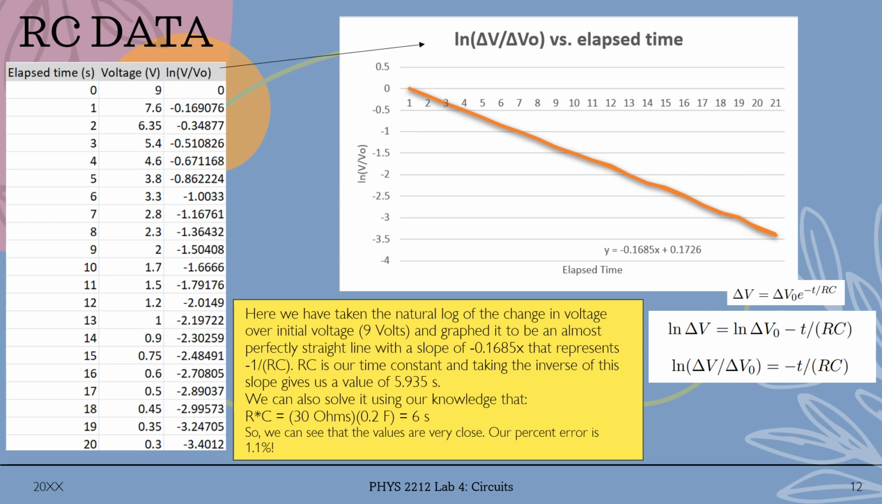For our RC data, we took the natural log of the change in voltage over the initial voltage, which was 9 volts, and graphed it to be an almost perfectly straight line with the slope of negative 0.1685x that represented the inverse of RC. So RC, our time constant, has a value of 5.93 in this graph, but with the knowledge that we had, we found it to be 6 seconds, and so that means we had a 1.1% difference, percent error, which is really good.